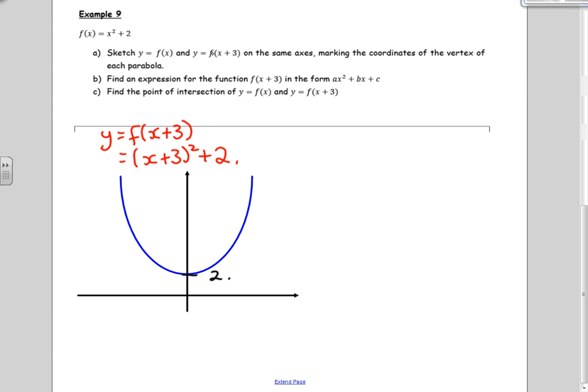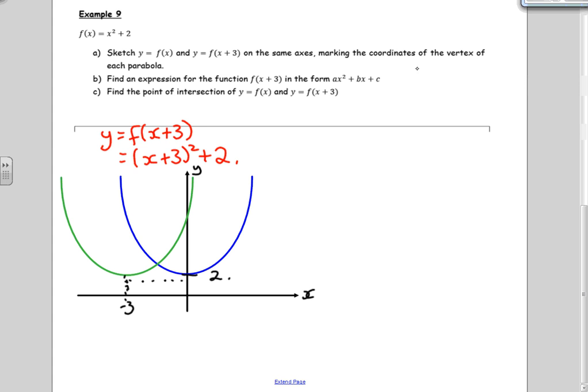So now we have to draw y equals f of x plus 3. So it's going to move 3 in the negative x direction. So it's going to have the same shape, it's going to have the same y coordinate, but the x coordinate is going to be minus 3 now of the turning point of the curve. So here we are. We have the same y coordinate, but now the x coordinate is going to be at minus 3 because that's y and that is x.